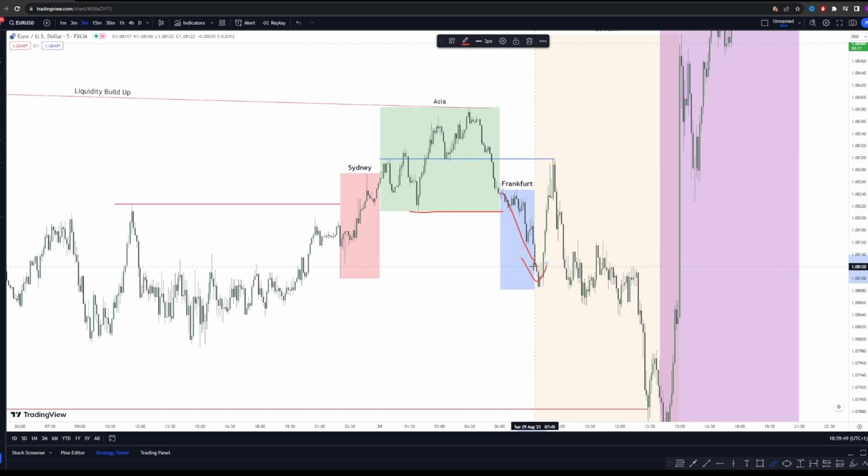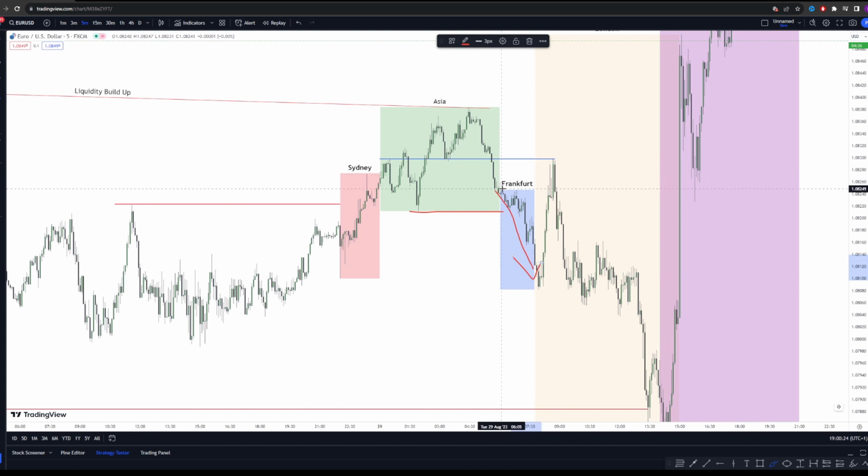We actually extend and accept lower, which, if you've watched my previous video, you know what this means. When we raid and accept lower during the Frankfurt session, you are no longer looking for this liquidity pull during the London session. You're now looking for a midline test, which is the equilibrium point in the Asian range. Now, you're looking there for a POI to go short, to trade in the same direction as previous market participants, the Frankfurt banks.